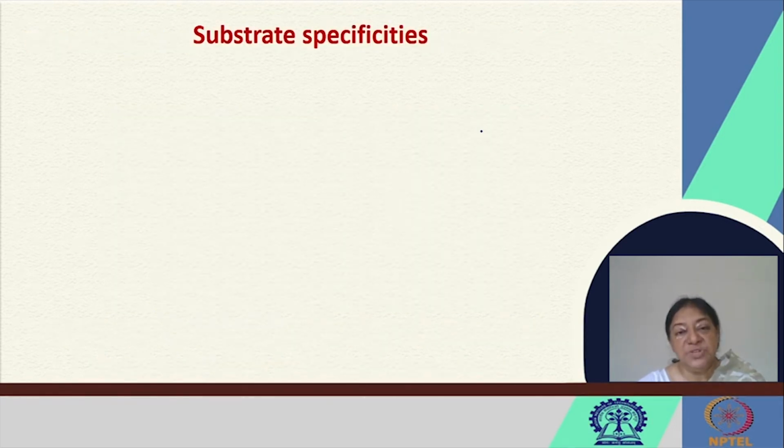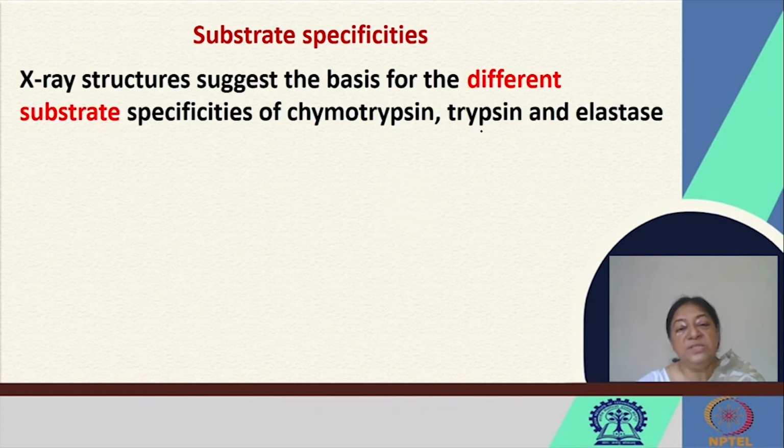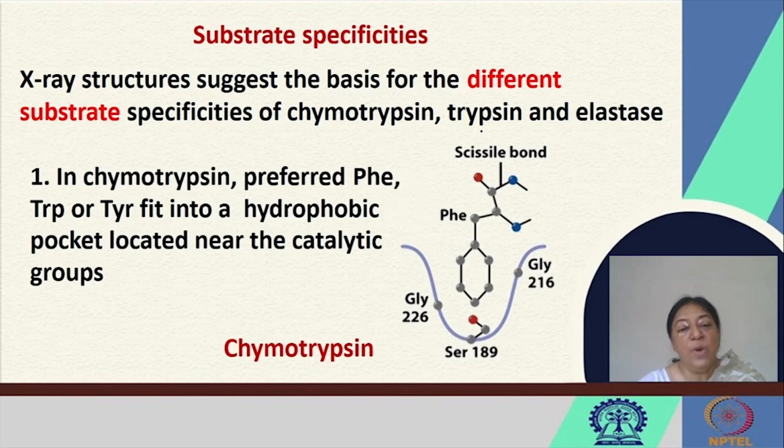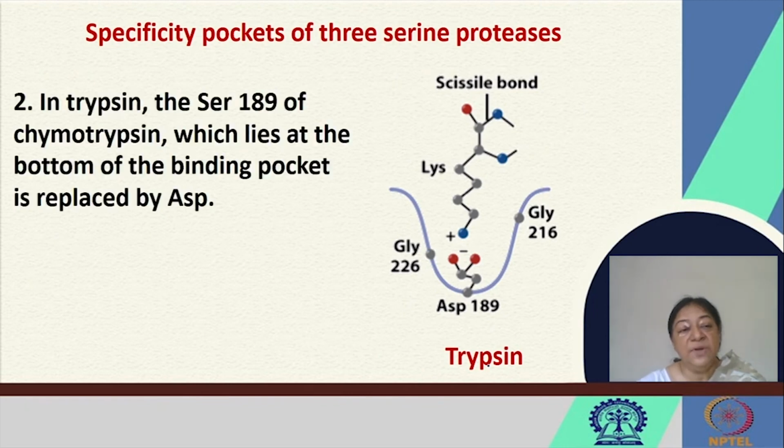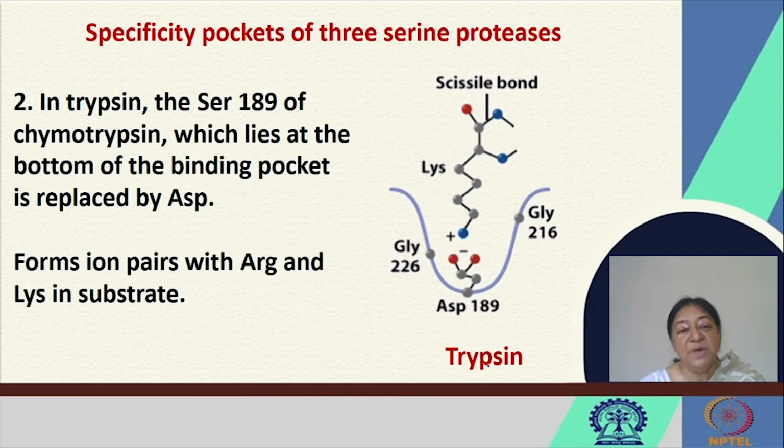If we now look at substrate specificities, as we saw, this was established by X-ray structures that established the specificities of the three enzymes that we spoke about, where we would have chymotrypsin, which we mentioned had a capability of cleavage after the aromatic side chains, which would indicate that it would fit into a specific hydrophobic pocket that is located near the catalytic groups here. Here is our serine.